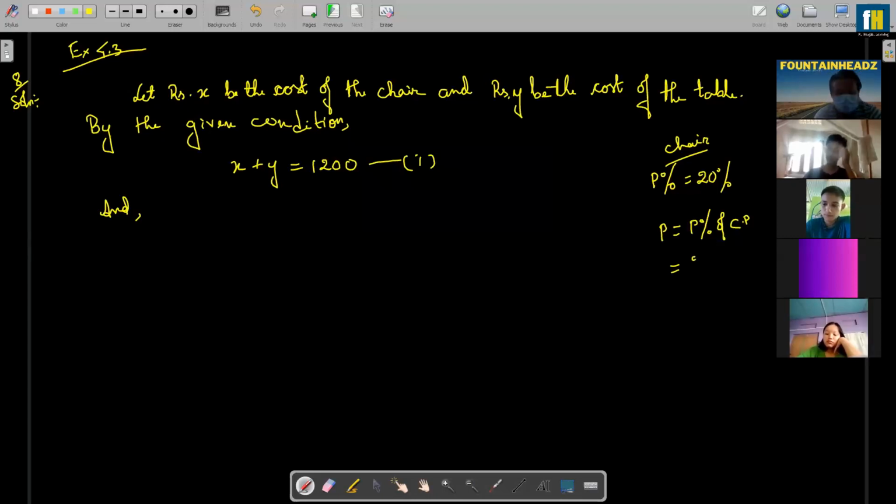20% of the chair's cost price, which is x, so 20% of x, which is 20x by 100.